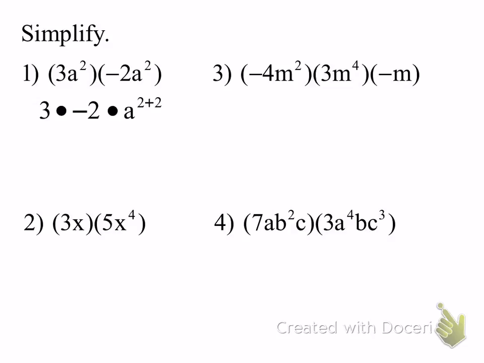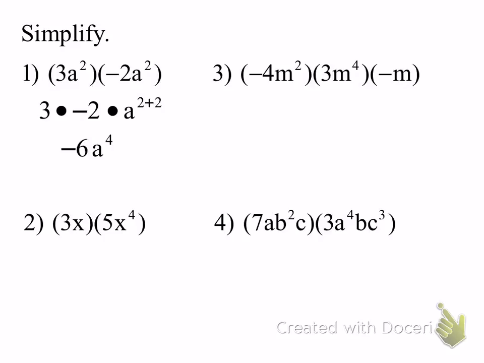A to the 4th. So we're multiplying coefficient with coefficient, and when we multiply like bases, we will actually add the exponents. -6 A to the 4th. Number 2, what would you get with that, Ethan Howard?